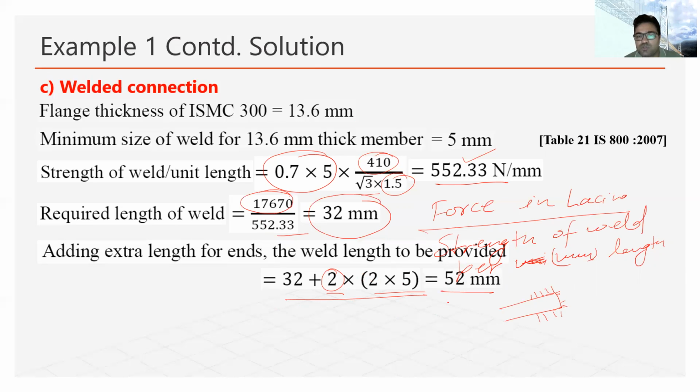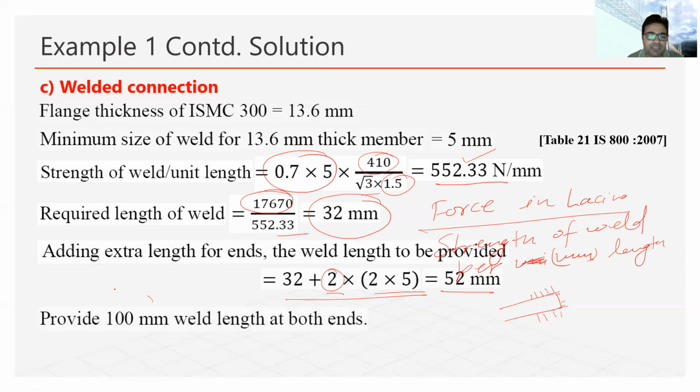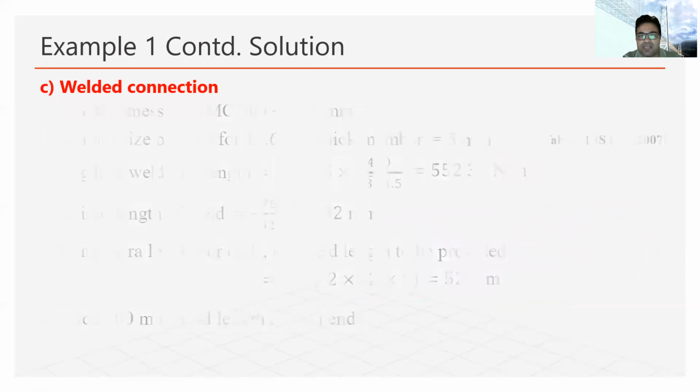Now what I am going to do is provide 100 mm length. By providing more length, I will be on the safer side. It is up to you whether you provide 60 mm or 70 mm, but ultimately we have to provide sufficient length of weld so that the force in the lacing bar can be supported easily and efficiently. After that we will make the diagram.